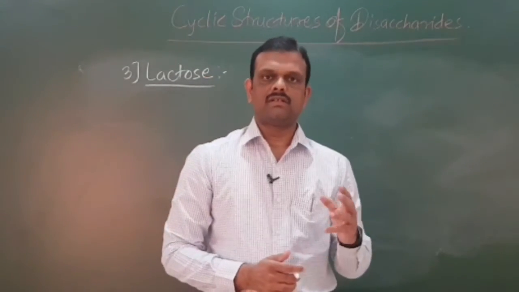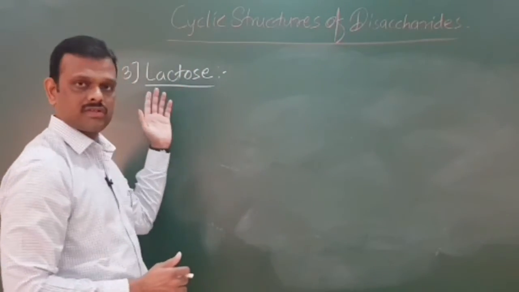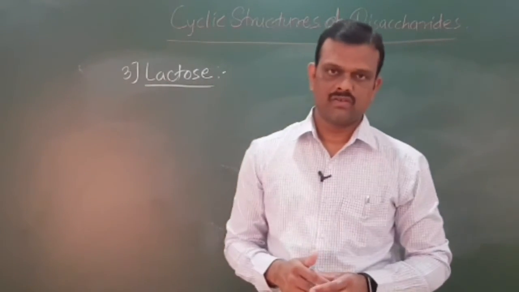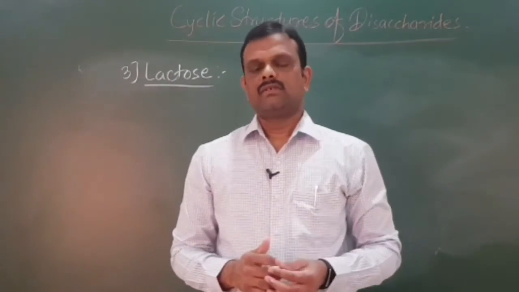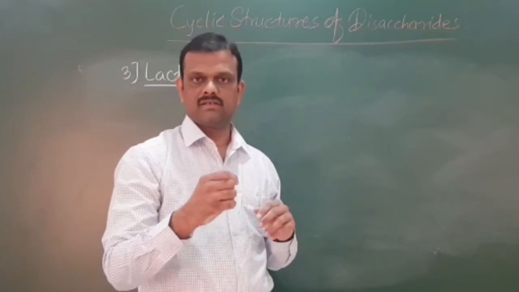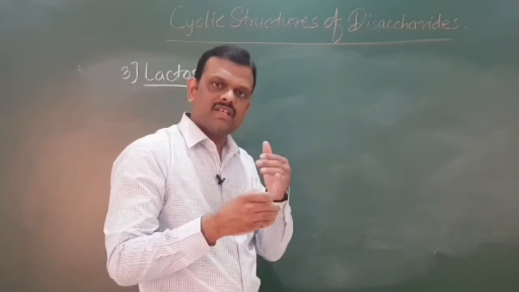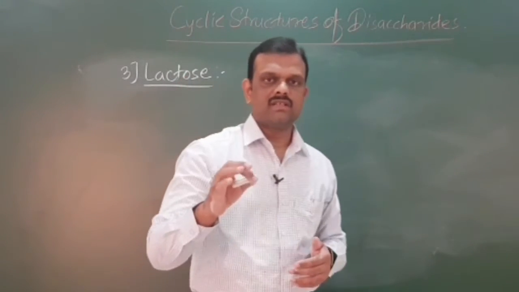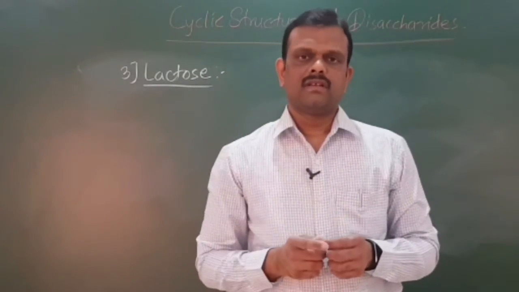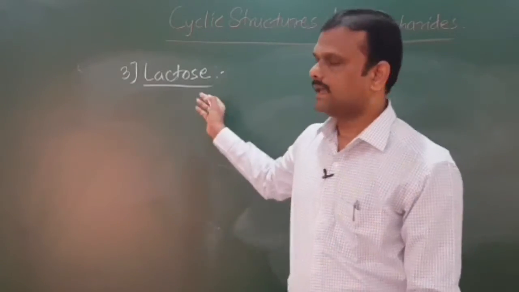Now the third disaccharide is lactose. That lactose sugar is present in milk. It is again a reducing sugar. Now it is made up from beta D glucopyranose. But here some change we have to make. If you see in the book, it is some complicated inverted part. For that purpose I am giving the simplest structure for this lactose.